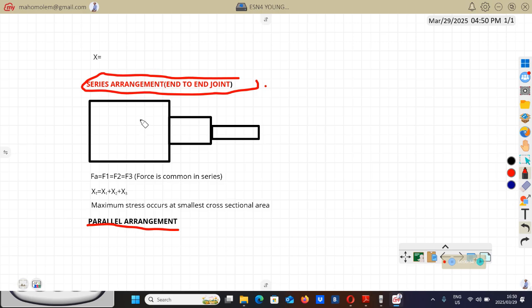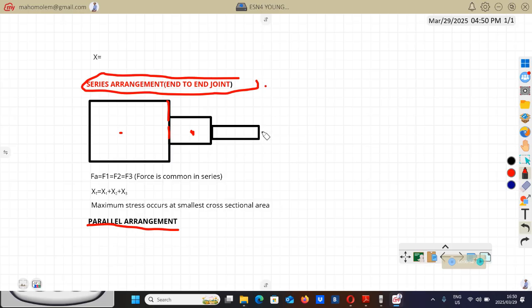So series arrangement is when we have a certain component joined end to end like this. This is the end of this, then this is also the end of this, just like that. We call it end to end. So we join the material end to end.